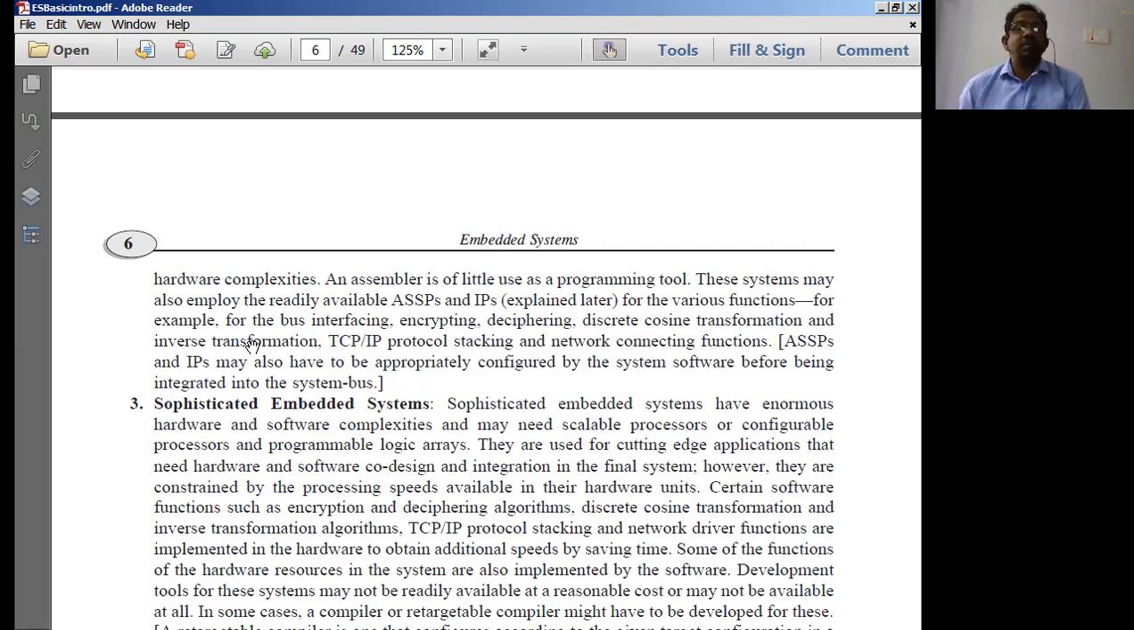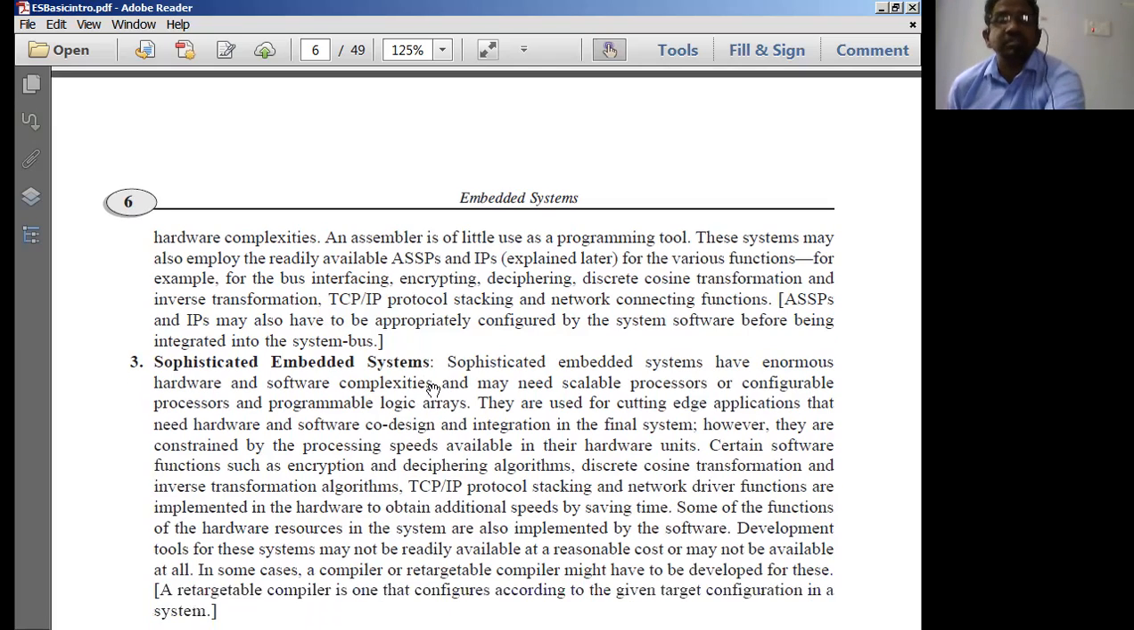Then these systems may also employ readily available ASSPs and IPs. That will be coming in the last unit. We discuss the application specific programs for various functions, say for bus interfacing, encryption, deciphering, discrete cosine transformation and inverse transformation. And for the TCP/IP protocol stack and network connection functions, we're going to use these ASSPs and IP specialized processors.